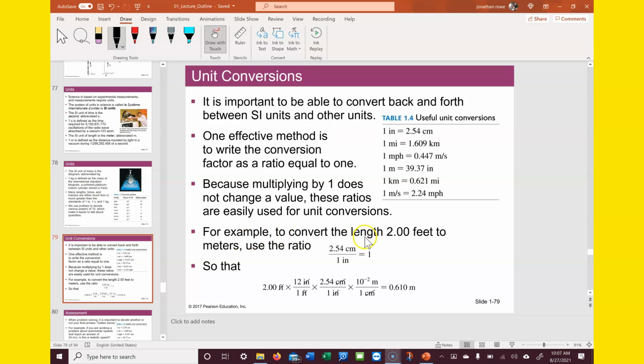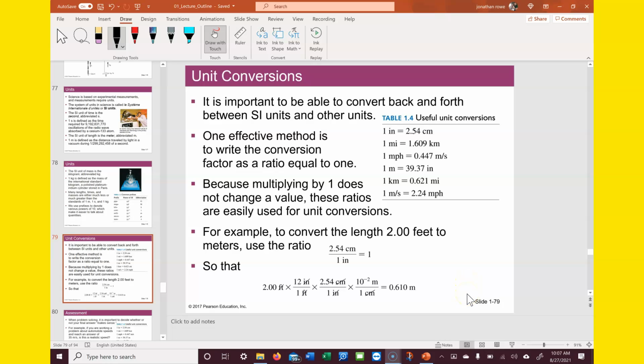For example, to convert the length 2 feet to meters, we will use the ratio 2.54 centimeters over 1 inch, because that's something divided by something that's equal to itself, which would just be 1. So it doesn't change the value when that's the case.